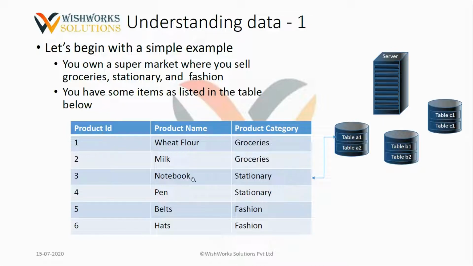In this, you have got the product IDs and the product names, just like a serial number. So you've got wheat flour and milk, which fall in the category called groceries, and then you've got notebooks and pens, which fall in the category called stationery, and then you've got belts and hats, and they fall into the category of fashion. So this is pretty simple to see, right? Now let's add more use cases on top of it and see how the storage of this data progresses, and why it is important to have a relational database.